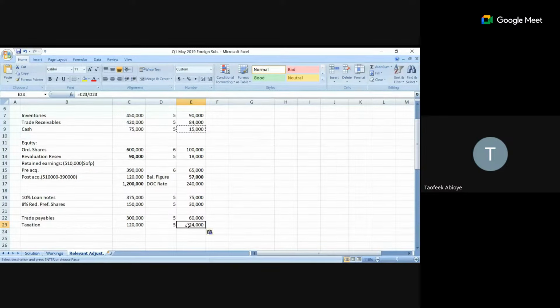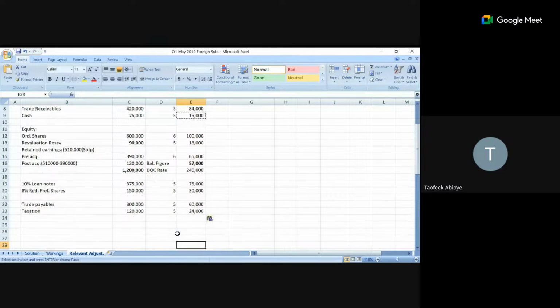The examiner just gave it to confuse us, but we know what we are doing here. So we are just going to ignore it. Please ignore it. Whenever you are dealing with SOFP with a foreign subsidiary and you are given an average rate, please ignore it. We don't need it. The only time we need it is if we have P&L items, that's what we are going to deal with.